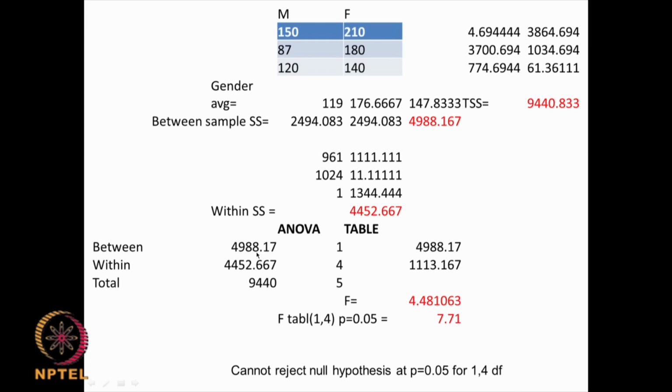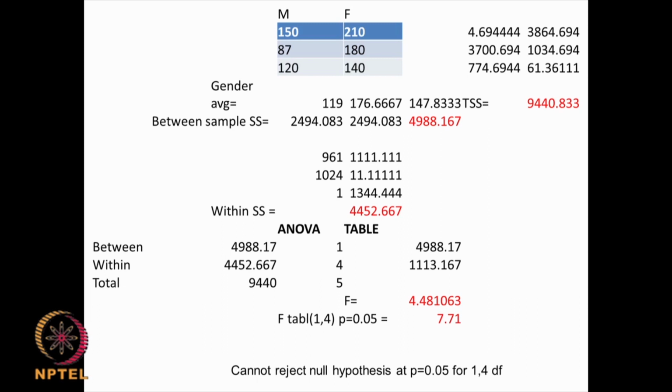So I am teaching you how to do that, and so we get between, and then we get total, and then we get mean sum of squares by dividing by the degrees of freedom, and then the F ratio is given by error in the denominator, and between the groups, the gender male and female, on the top. So we get an F ratio of 4.48, and the table gives you at 1 comma 4 degrees of freedom 7.71. So there is no reason for you to reject the null hypothesis. Understood? So it is not a difficult problem to do.